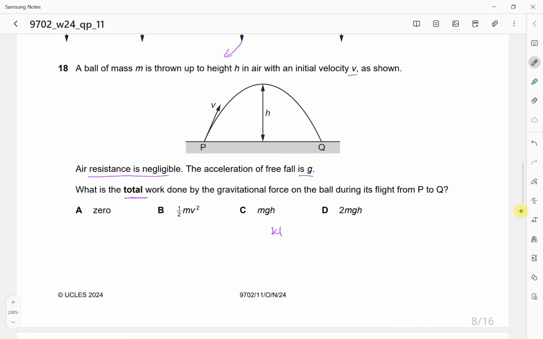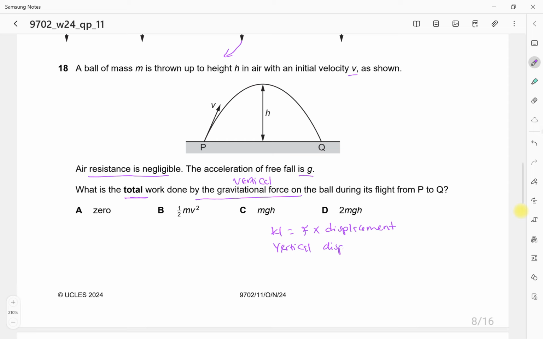Remember, work done is equal to force times the displacement in the direction of the force. If we consider the vertical displacement, because the gravitational force acts in the vertical, so the vertical displacement equals zero.